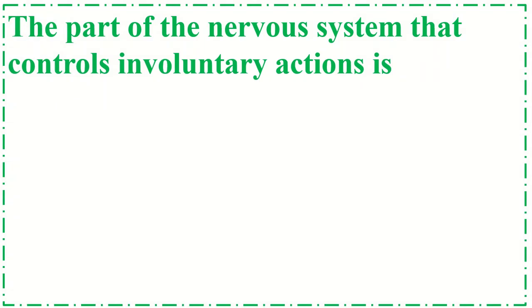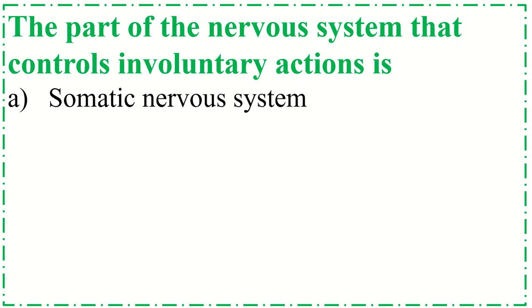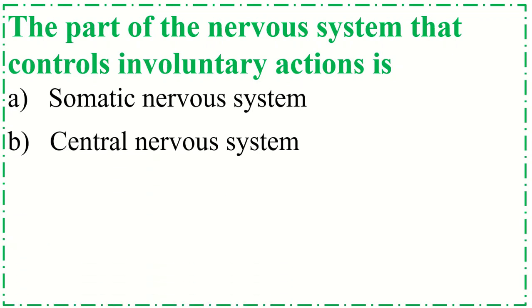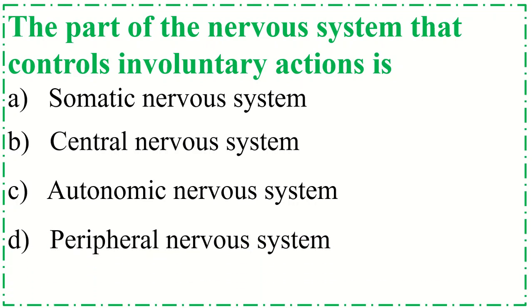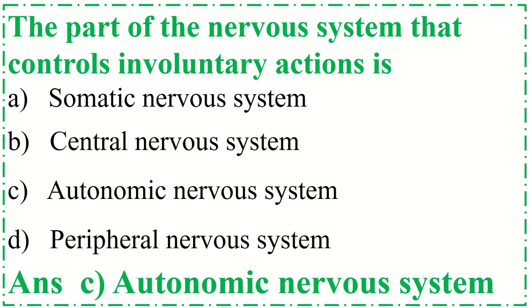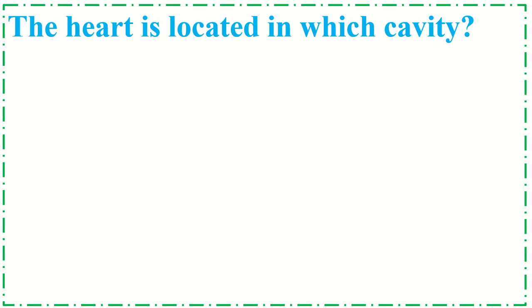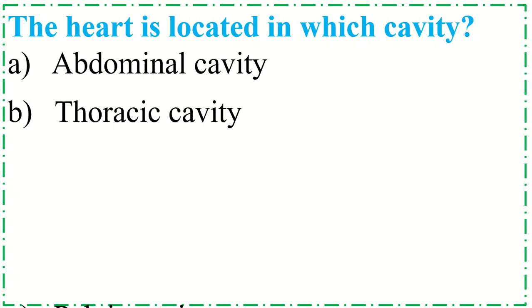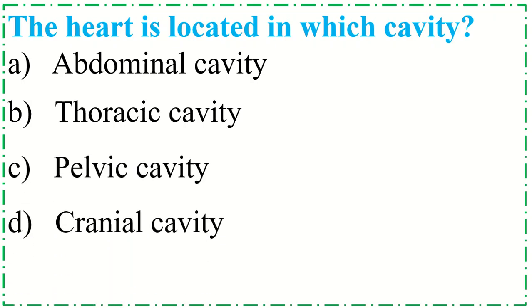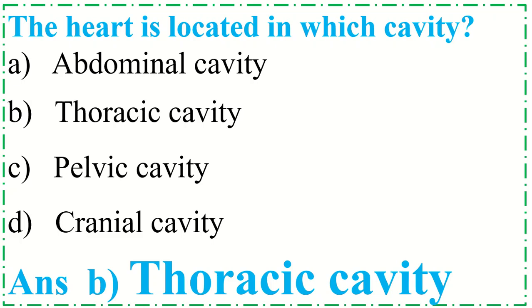The part of the nervous system that controls involuntary action is option A somatic nervous system, B central nervous system, C autonomic nervous system, D peripheral nervous system. Correct option is C autonomic nervous system. The heart is located in which cavity? Option A abdominal cavity, B thoracic cavity, C pelvic cavity, D cranial cavity. Correct option is B thoracic cavity.